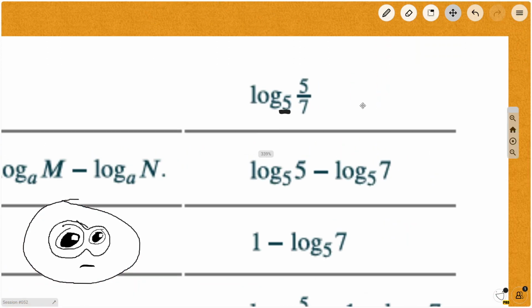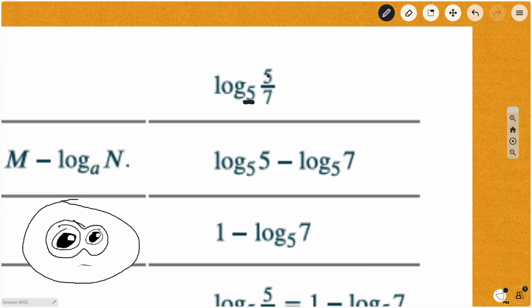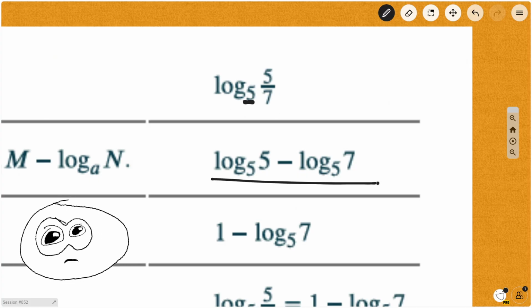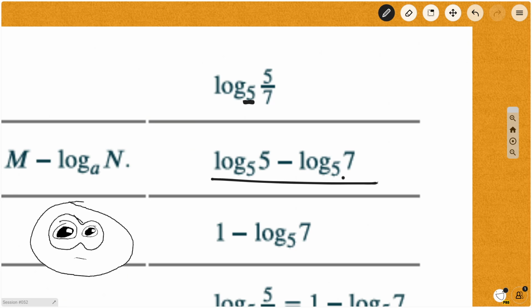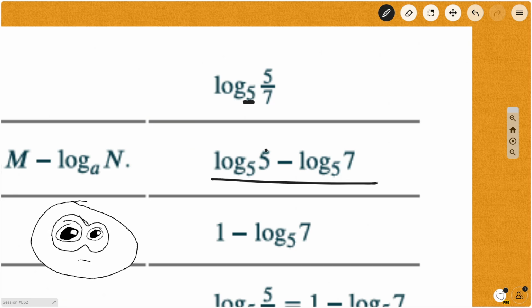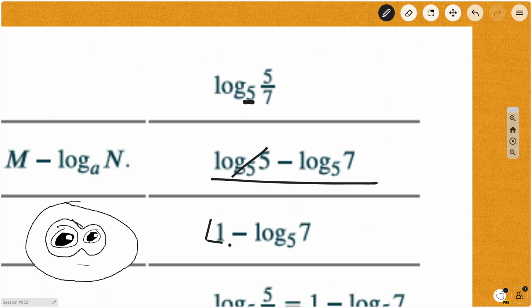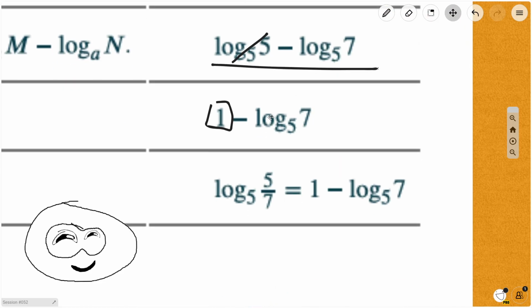So here in this example, they split up the 5 and the 7 to be this equation, and using the, I forgot what it's called, but basically these things cancel out and become 1. And there you go.